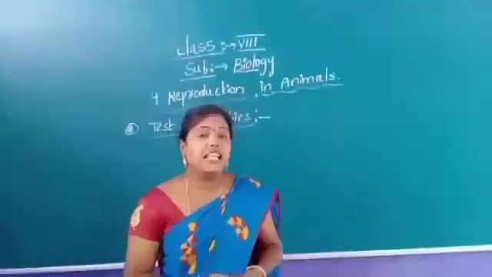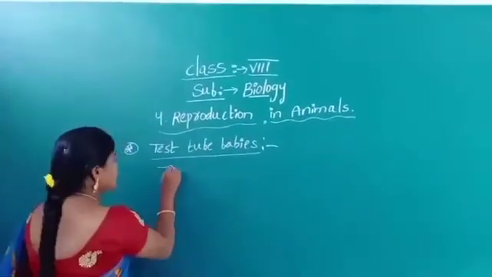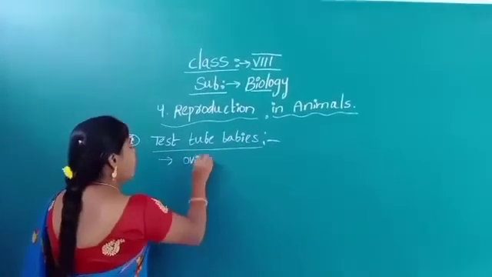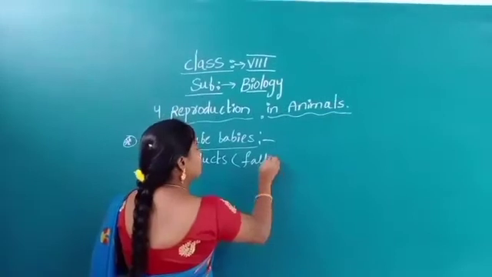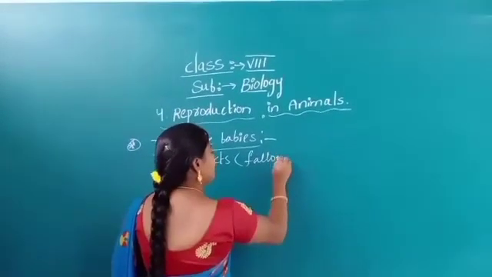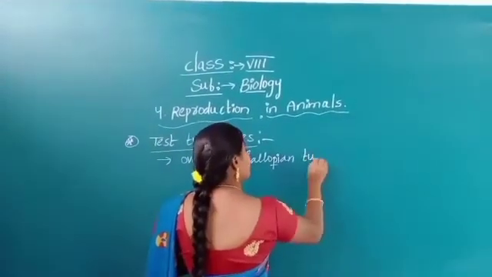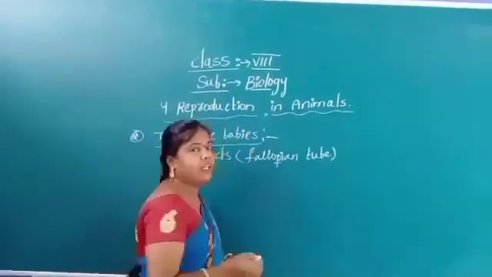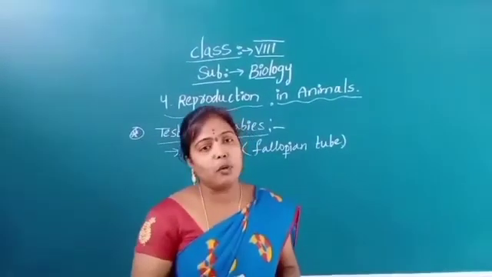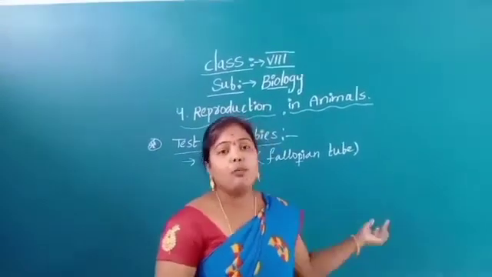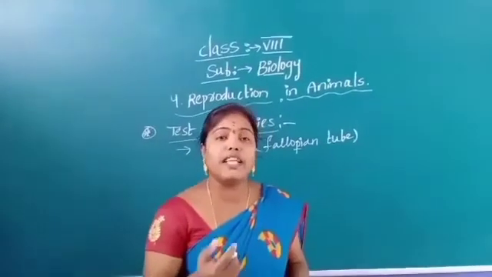Children, do you know? In some women, the oviducts are blocked. Oviducts are nothing but what, Nana? Fallopian tubes. In some women, the fallopian tubes are blocked due to various problems, so these women are unable to bear babies.